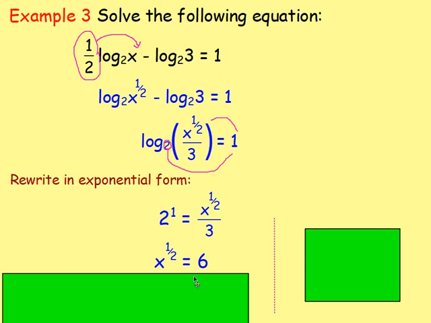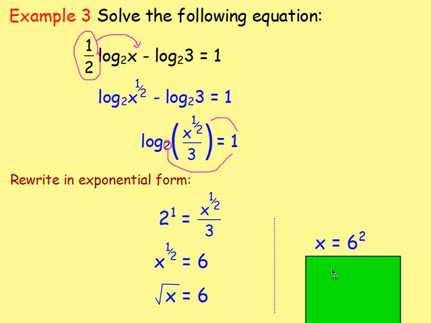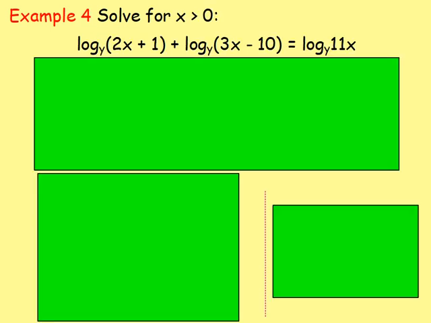From there, x to the power of 1/2. What does the power of 1/2 mean, Connor? Good. It means the square root. So really the square root of x is 6. To get back to x, undo the square root by squaring that side. Take the right hand side, square that as well. So x would equal 36. Woo!